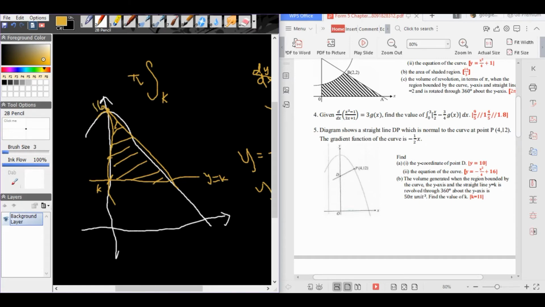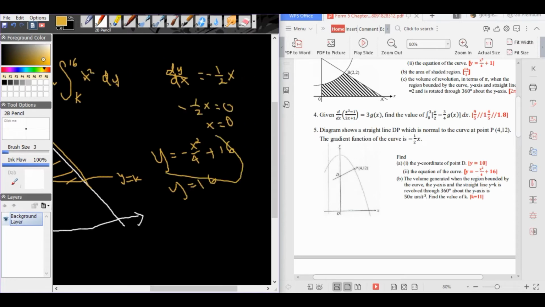So we integrate from k to 16. This is y coordinate, so dy and x squared. Okay, what is x squared? From this equation, we find the value of x squared. So we times 4, you will have 4y equals to negative x squared plus 64. So x squared equals to 64 minus 4y.